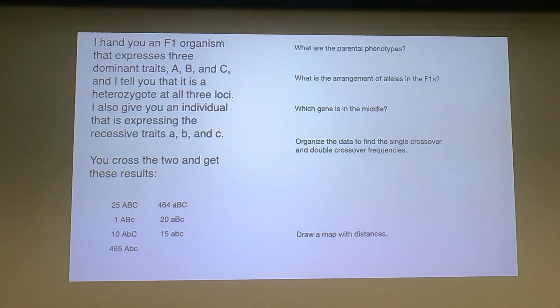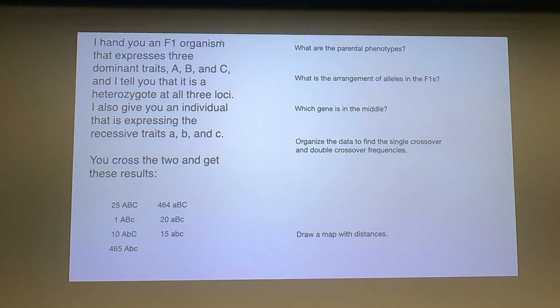Okay, so here's a typical triple point problem. So it says I hand you an F1 organism. So I've already done the setting up the F1s. And I tell you it's heterozygous at A, B, and C. That's all I tell you. And then I also give you one that's homozygous recessive, so you can do a test cross. And this one is not X-linked or anything fancy like that. It is just an ordinary, boring, triple point autosomal cross that you're doing.